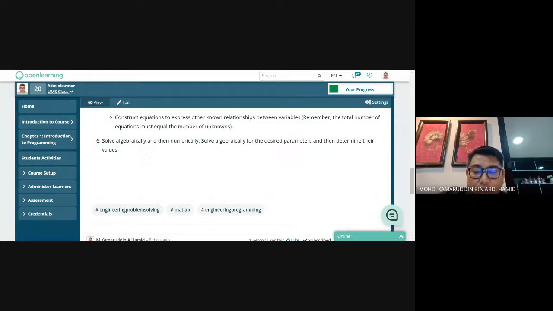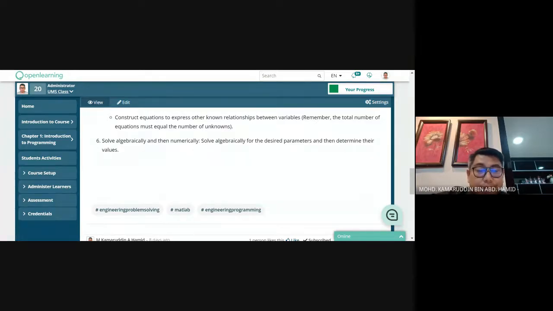I know that you have already covered this in your calculus subjects, manually. But in our course here, you need to replace your manual solution with a programming solution, such that you can solve a big number of algebraic equations simultaneously. That is the purpose of doing the programming. You solve algebraically for the desired parameter, and then you solve it numerically by finding the value.